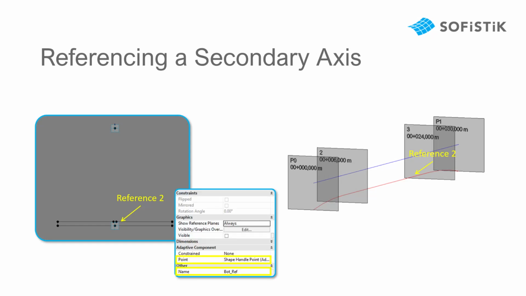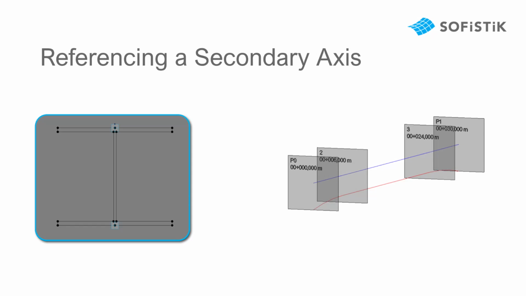What is necessary for the reference point to be referenceable in your project by the SOFiSTiK Bridge and Infrastructure Modeler? First up, it has to be defined as a shape handle point, and it needs to have a name assigned to it, here as bot reference. You can then connect the two references within the family together to create your volumetric reference as a two-dimensional family for the creation of the volume in your project.